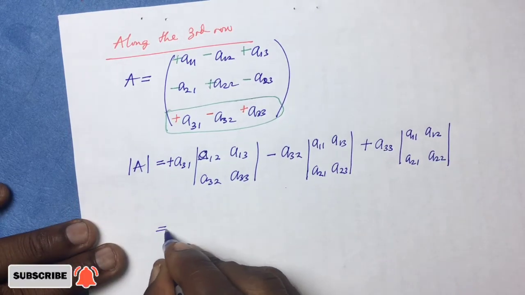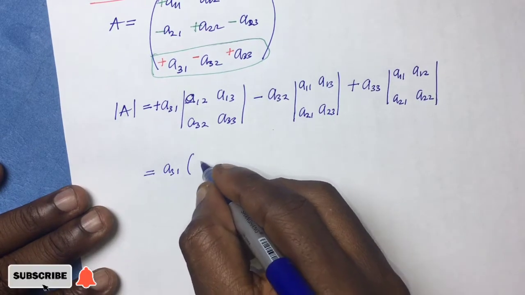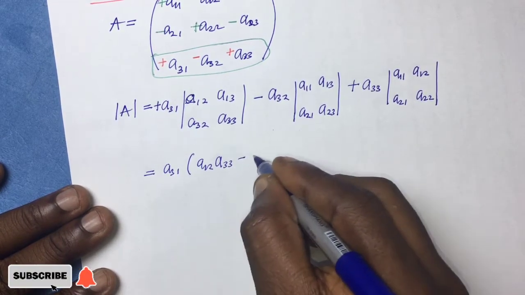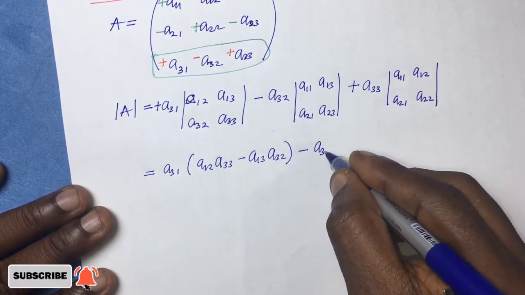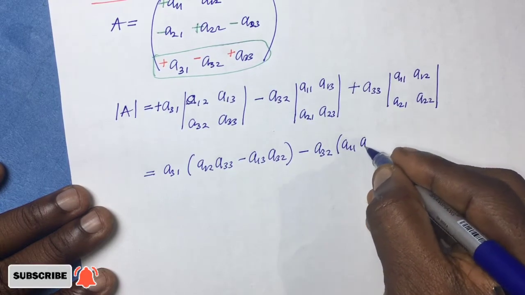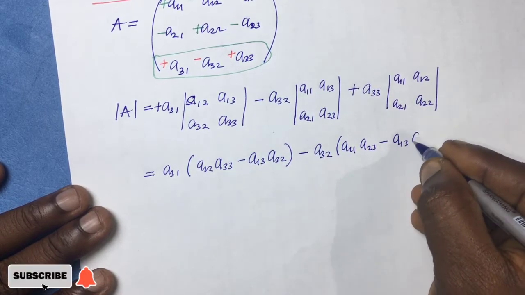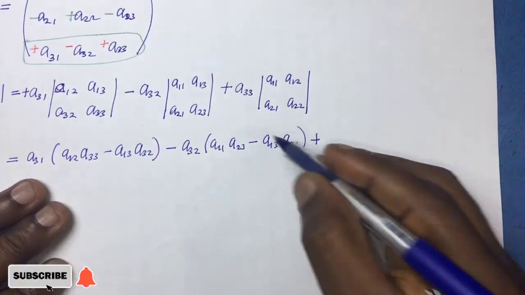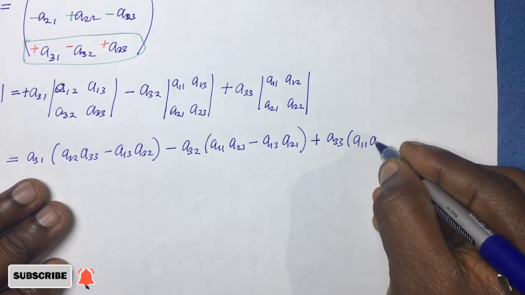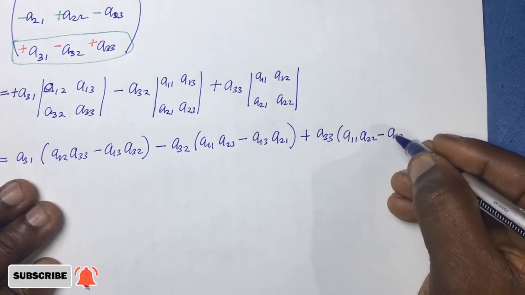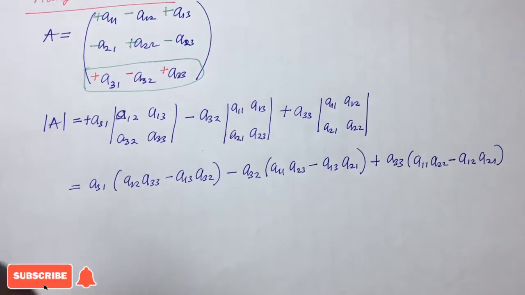Okay? And that will now give us, when simplifying, A31, because it is positive, times this, A12 times A33, minus A13, A32. Then bring your minus A32 here. Minus A32 comes out A11, A23, this times this, minus this times this, A13, A21, plus this times this, A33 in bracket, A11, A22, minus A12, A21. Okay, so that will give us the determinant along the third row.